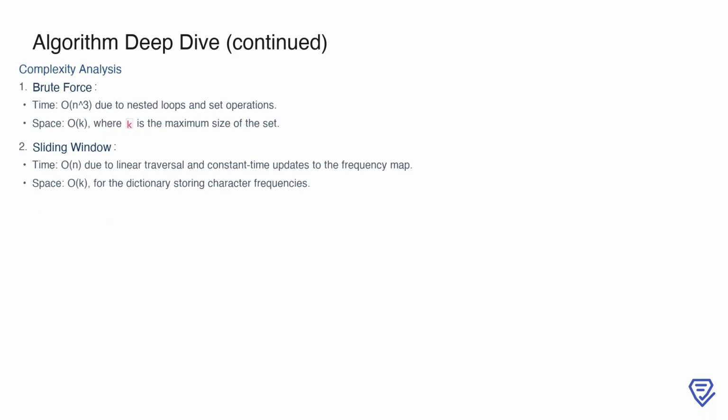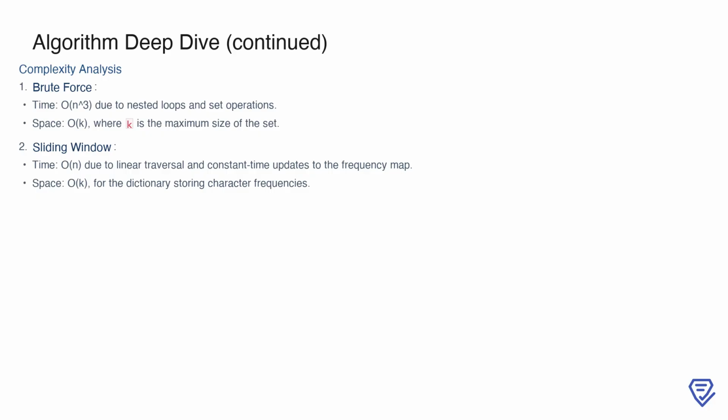Finally, let's analyze the complexity of these approaches. The brute force method has a time complexity of O(n³). This arises from the nested loops used to generate all substrings and the set operations that compute distinct characters for each substring. The space complexity is O(k), where k is the size of the set storing distinct characters. On the other hand, the sliding window method achieves a time complexity of O(n). This is because each character is processed at most twice, once when it is added to the window and once when it is removed.